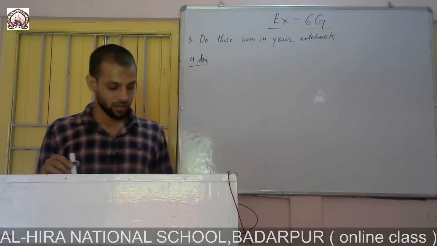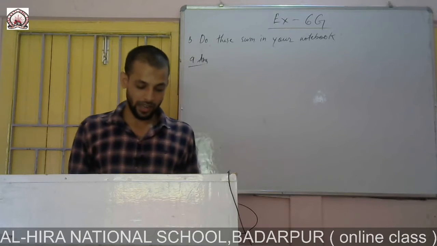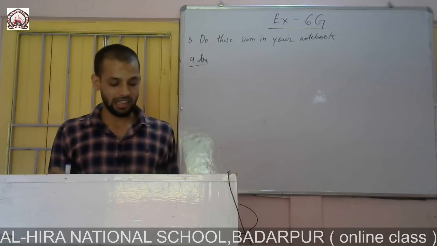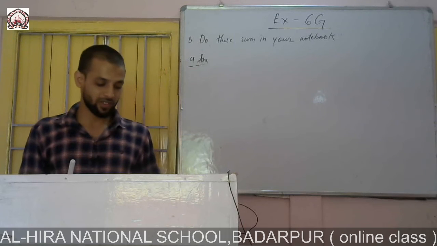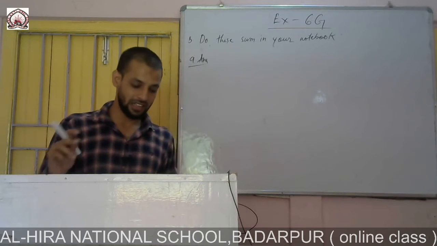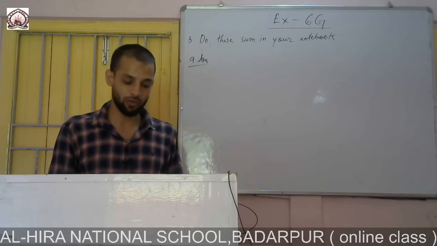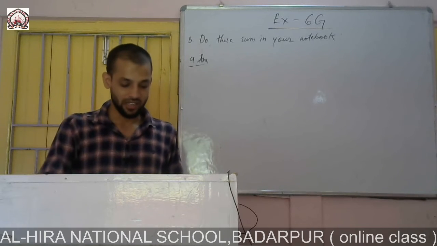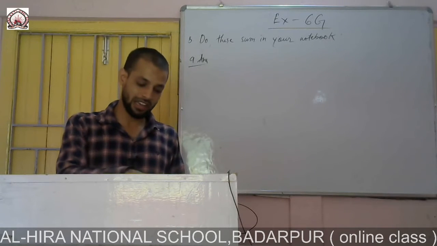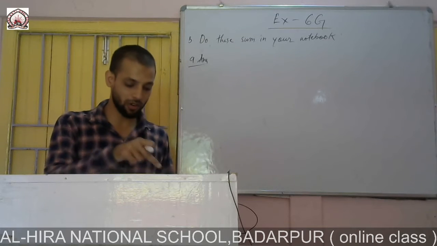Question number 5A. Anil had 64 color pencils. He lost 35 of them. That means the total number of color pencils he had is 64. From that 64 he has lost 35 pencils. That means 64 minus 35.